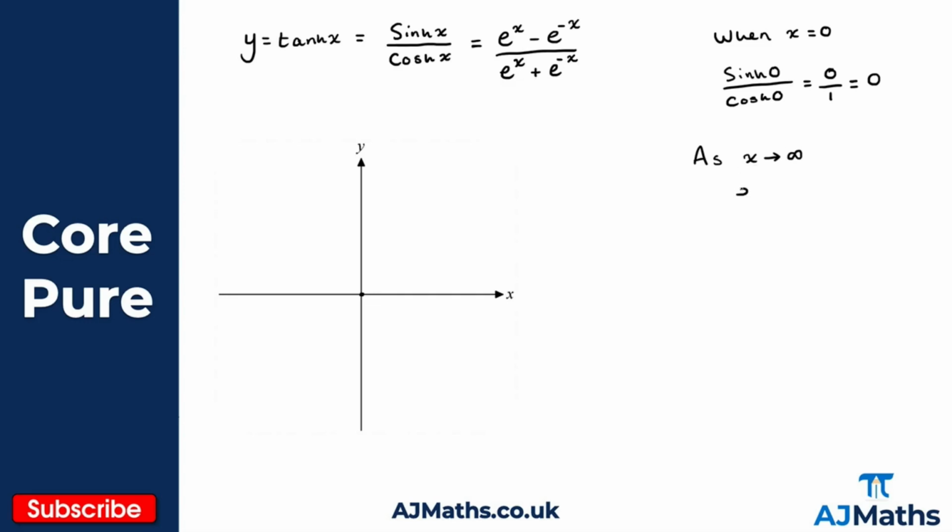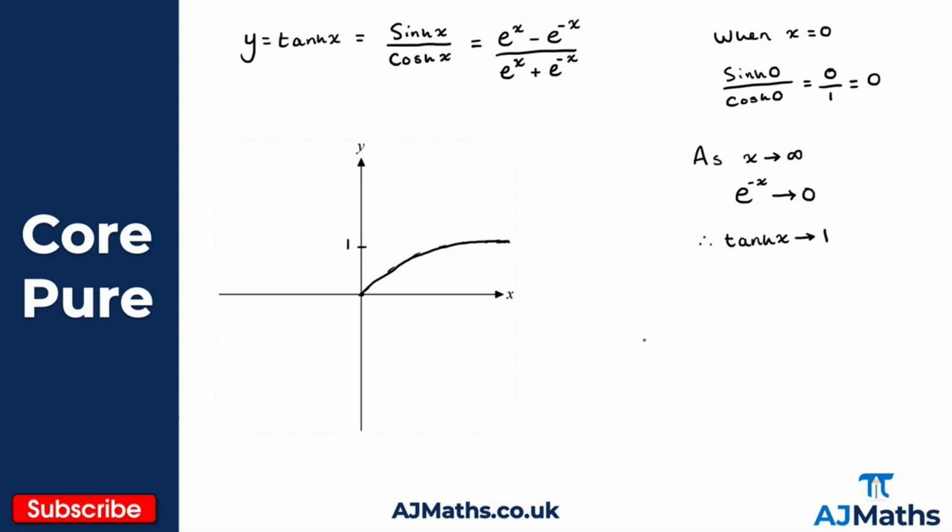So in that case, e to the minus x will tend to 0. So therefore, tanh x will tend to 1. So as x gets larger and larger, our curve is going to tend to 1. I say 1 is here. It's going to go all the way up to 1. So it's going to look something like this, with an asymptote at 1.